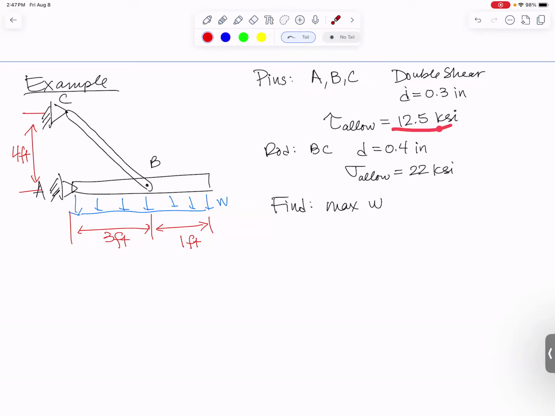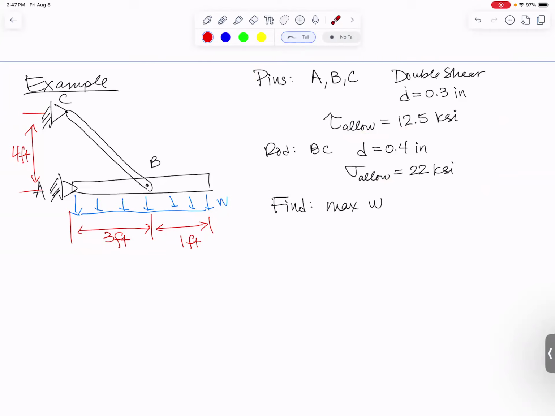We are told that the allowable shear stress in the pins is 12.5 KSI, because remember, when we have pins in double shear, we're going to be calculating shear stress, so we need an allowable shear. We are also told that the rod has a specific diameter and it has an allowable normal stress of 22 KSI. And then what it asks us is, with all of these design constraints, whatever material this is made out of has to have a bigger failure stress than both of these.